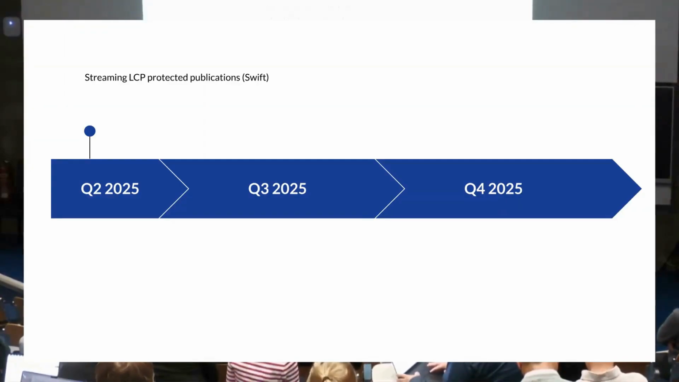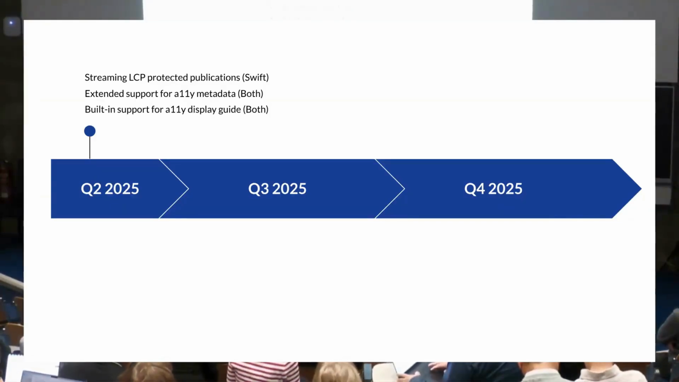We've extended the support for accessibility metadata. We already had it, but we've aligned with the latest things that were added to the EPUB specs. And we also have built-in support for the display guide. So working with accessibility metadata can be complex, and making it easy for everyone to understand what those accessibility metadata mean is not always the easiest thing. So we're making the life of implementers easier by having that in there.